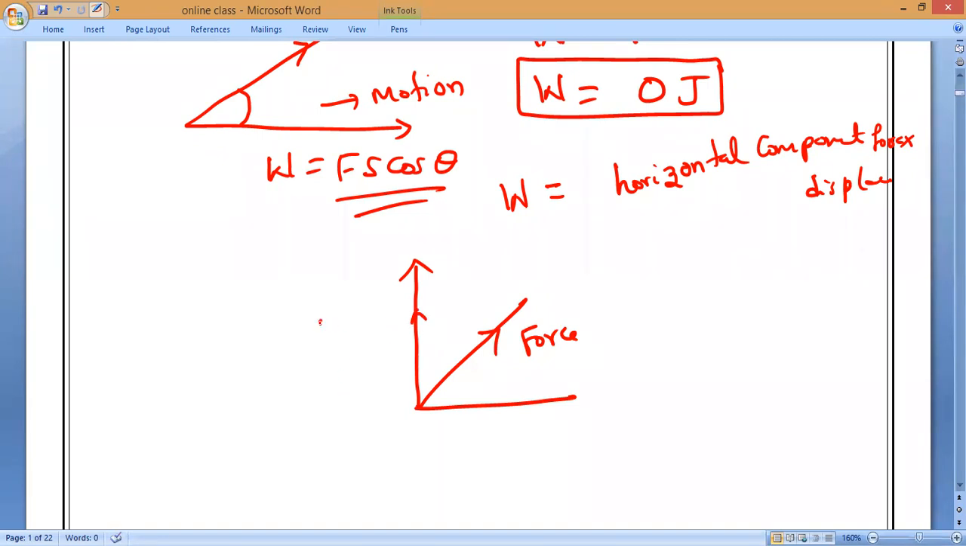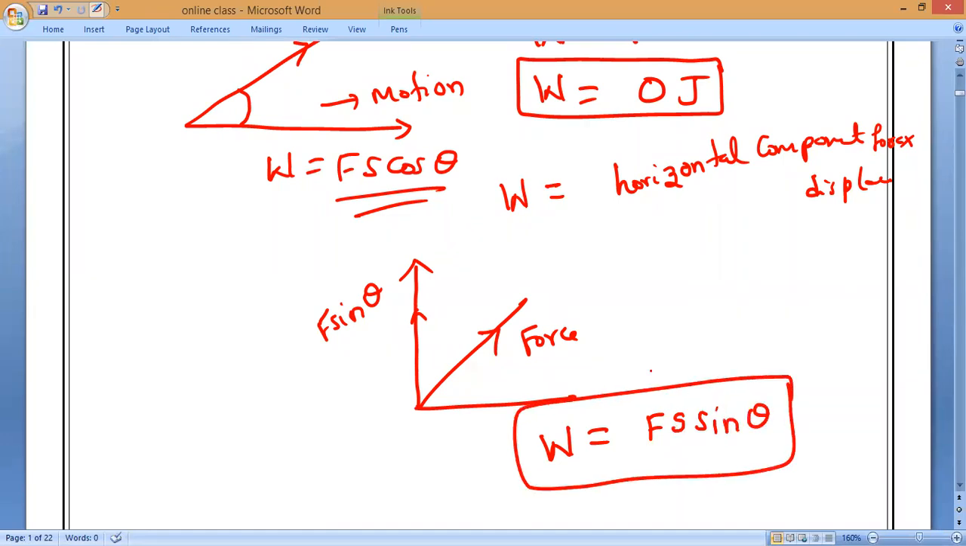Then tell me what is the answer? What is the work done formula? Fs, W is equal to what will come? Fs sin theta. That is what you have to remember. This is the vertical component and this is the horizontal component. Clear? Any doubt? Ask. If you are clear with this, then in today's class we are going to study types of work. So let us discuss what these types of work are and how they happen.